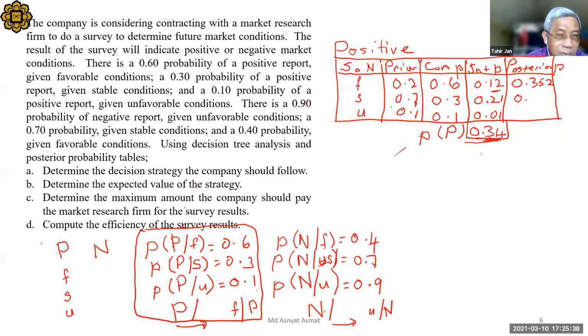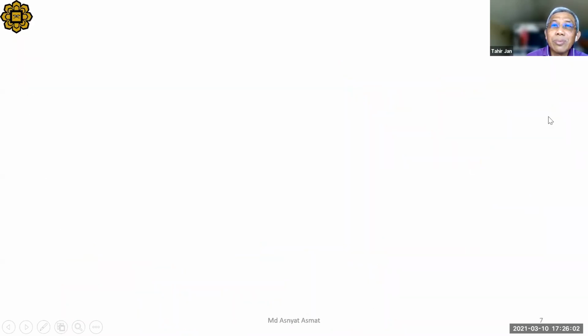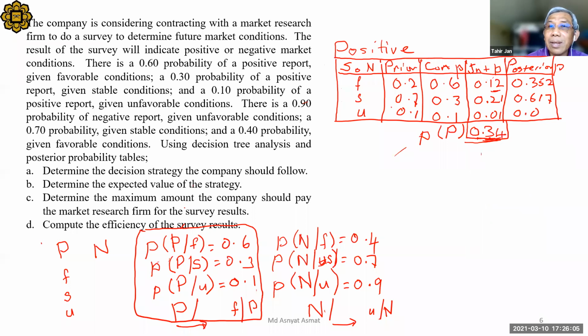Next one? 0.617, or 0.618. Last one, 0.02 something, 0.029. Where's my cursor? So we have one set of posterior probability.